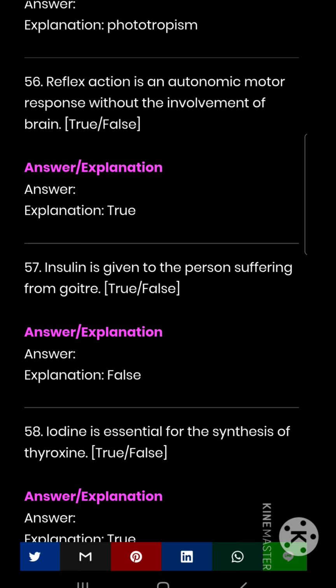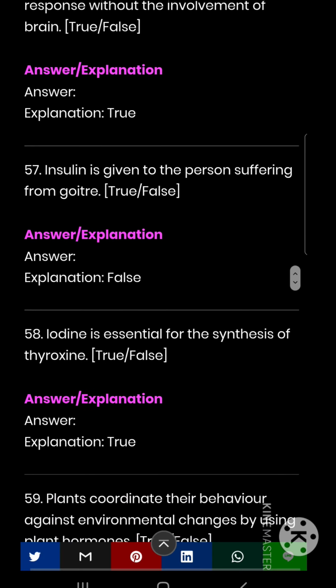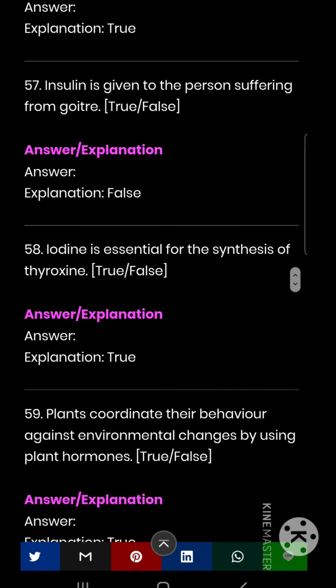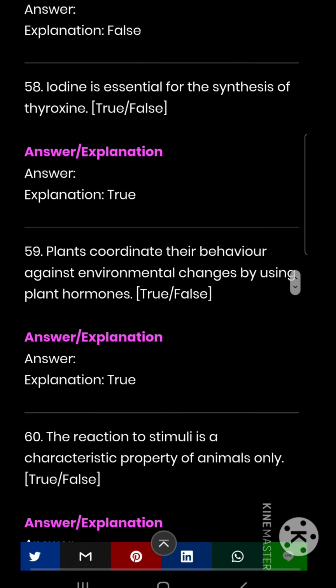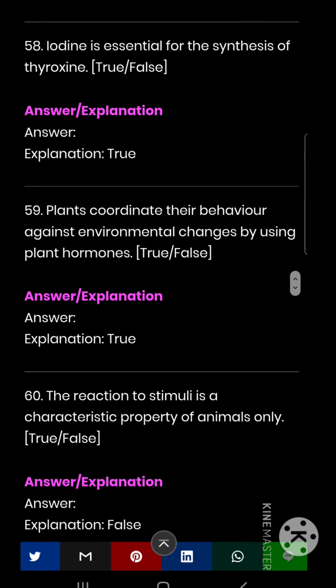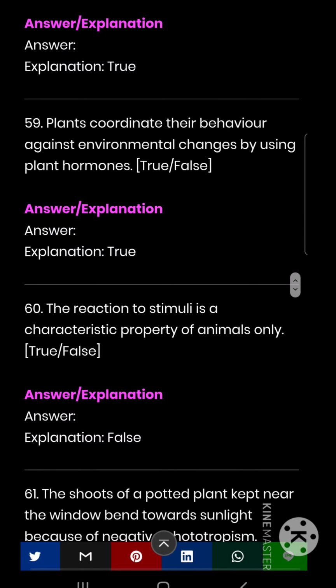Reflex action is an autonomic motor response without the involvement of brain. It is a true statement. Insulin is given to person suffering from goiter. No, it is given to diabetic patient. False statement. Iodine is essential for the synthesis of thyroxine hormone. Yes, iodine is very much essential for the synthesis of thyroxine hormone.